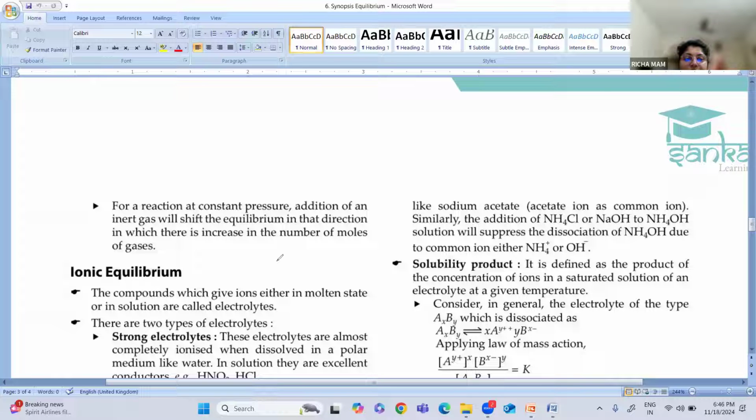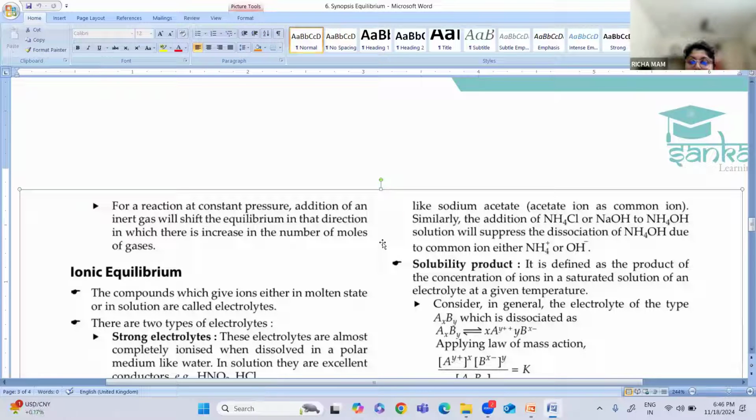Solubility product. So what do you mean by solubility product? It is defined as the product of the concentration of ions in a saturated solution of an electrolyte at a given temperature. Suppose we have an electrolyte of the type AxBy, which will dissociate into xA^y+ plus yB^x-.